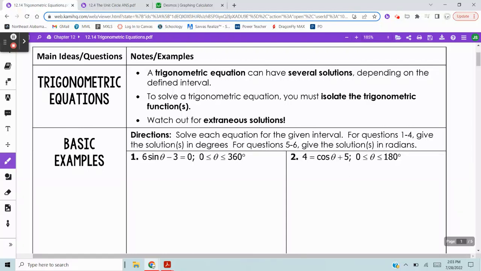Okay, in the next lesson, we're going to be solving trigonometric equations. And actually, everything we've done this chapter has built up to this topic of solving trig equations. A trigonometric equation, first off, can have several solutions, and we know that, and it's because of the repetitive nature of them. If we want to know where a graph is equal to something else, there might be several places where those two things are equal. So it might have several solutions, and it all depends on the interval that we're defining.